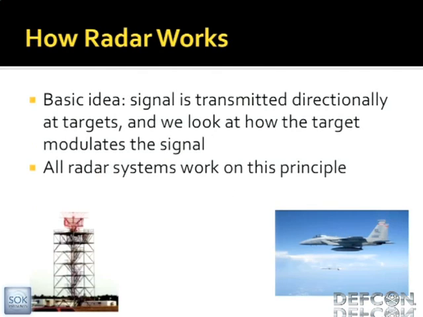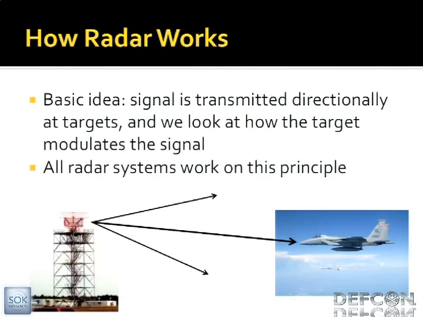Like I said before, the basic idea is we transmit a signal and we get some kind of return off of it. So this is an aviation system. Basically, what this is doing is it's spinning around, sending out a pulse, and measuring how long it takes to come back. But it's not necessarily that specific. You could do a lot of processing with that return signal. And the key point here is that every radar system works on this type of principle.